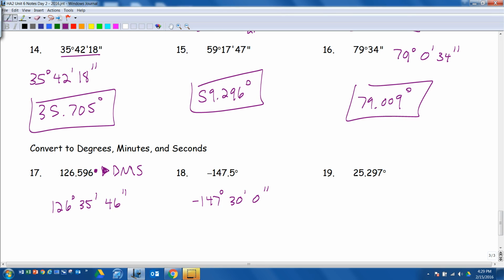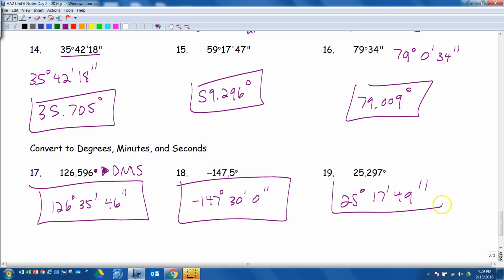Okay? So that's all you have to do for these. This one turns into 25 degrees, 17 minutes, 49 seconds. So try to get those. If you are not getting them on your calculator, just show up tomorrow or the next day and I'll help you out with those. Okay? Alright, you guys should be good enough then to do worksheet 2.